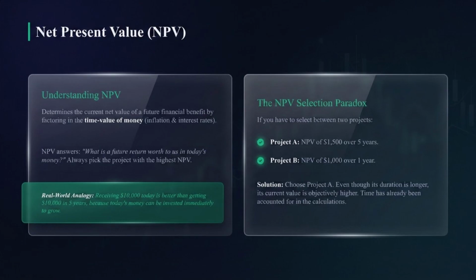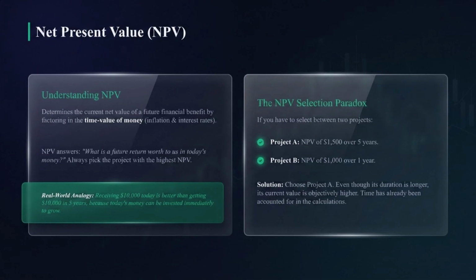Project A has an NPV of $1,500 and will take 5 years to complete. Project B has an NPV of $1,000 and takes only 1 year to complete. Which one is better? Most people intuitively yell Project B because it's faster. But the correct answer is Project A. Why? Because time is already fully factored into the NPV formula. The $1,500 and $1,000 numbers are already calculated in today's value. So Project A is objectively more valuable.